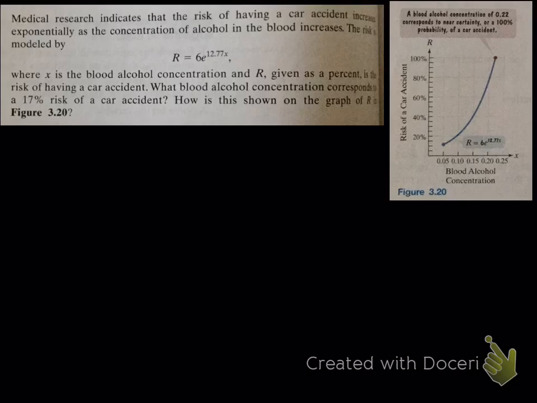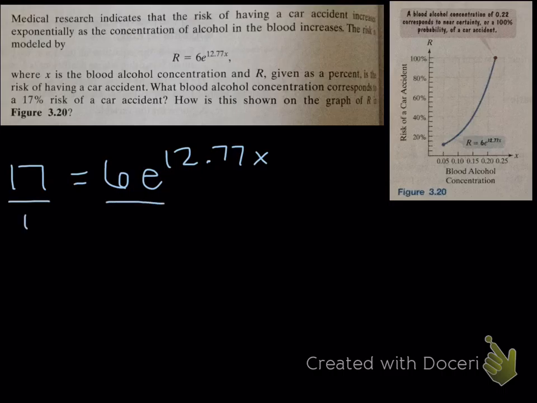So they're giving you the information of 17%. Notice R is measured as a percent, so I don't need to change this to a decimal. I'm going to keep it as a percent. And all we have to do is replace R with 17, and now we have to solve for X. So I have this 12.77X. I need to start isolating the base of E as much as possible, so I'm going to start by dividing both sides by 6.